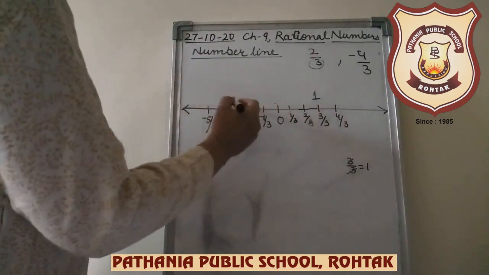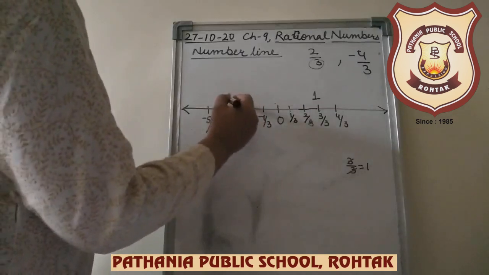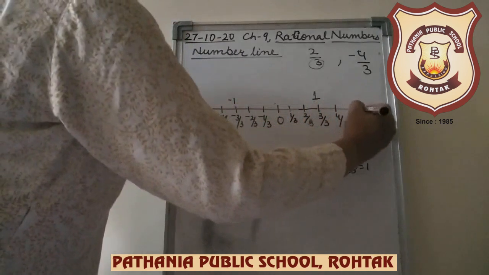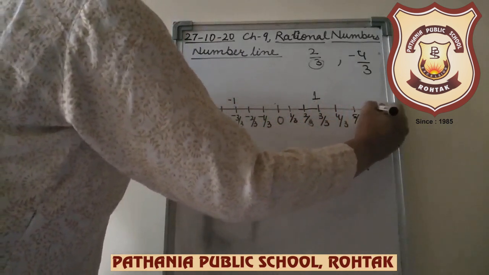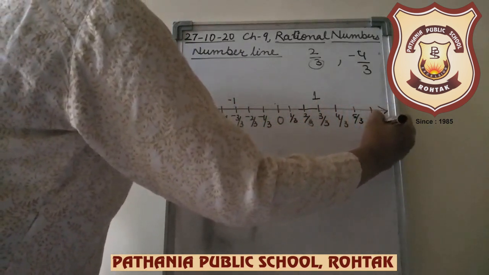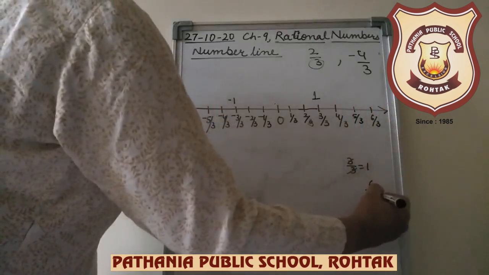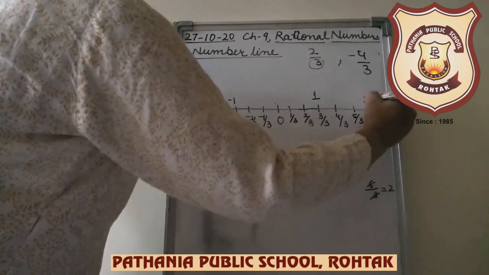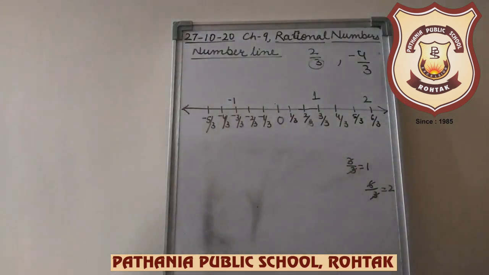So similarly here, minus 3 upon 3 is minus 1. And after this it is 5 upon 3. And now it comes 6 upon 3. And what is 6 upon 3? It is 2. See, your numbers are there only.